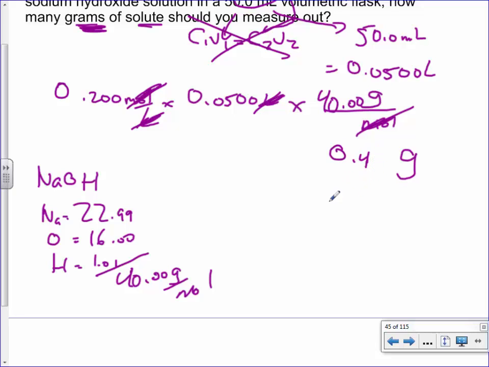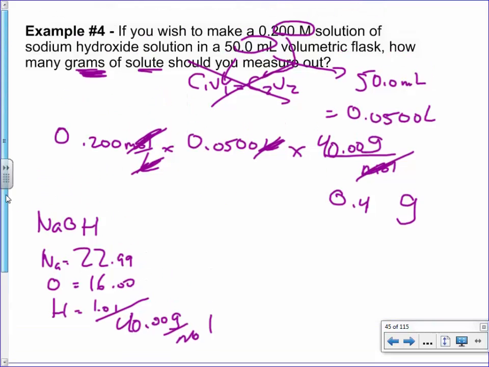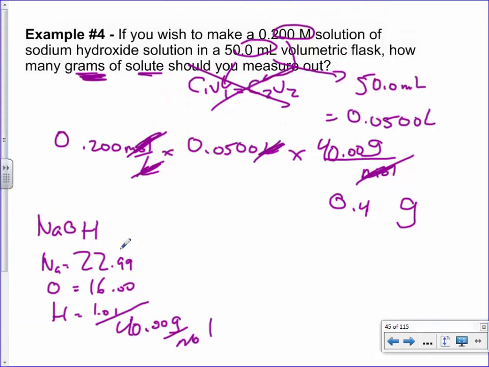Is that the right answer? No. If I was measuring this on a scale, this scale would only measure to the nearest tenth. That's not actually that good of a scale. I have scales that measure way more decimal places based on precision. Today's a good day for precision. So this deserves 3 sig digs, this deserves 3 sig digs. We need to get out a fairly precise scale to measure it to 0.400 grams.